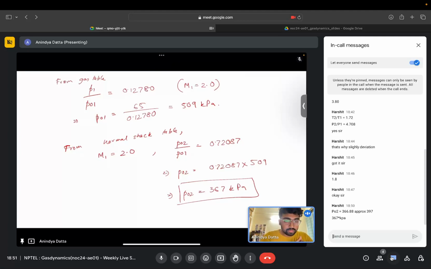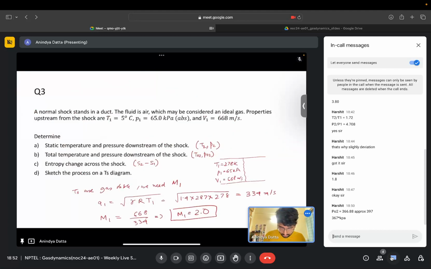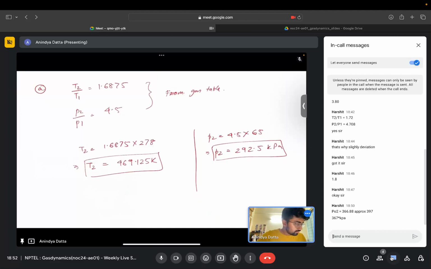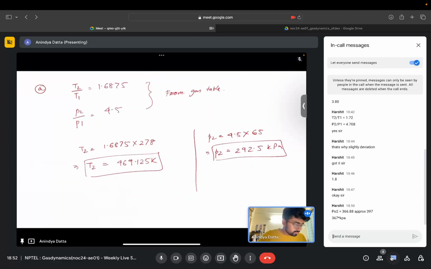In case you don't remember the formulas, this is how you can solve using the gas tables. Otherwise, you can just put in the actual values using the formulas and get the expressions. Any questions so far? Okay, let's move on then.